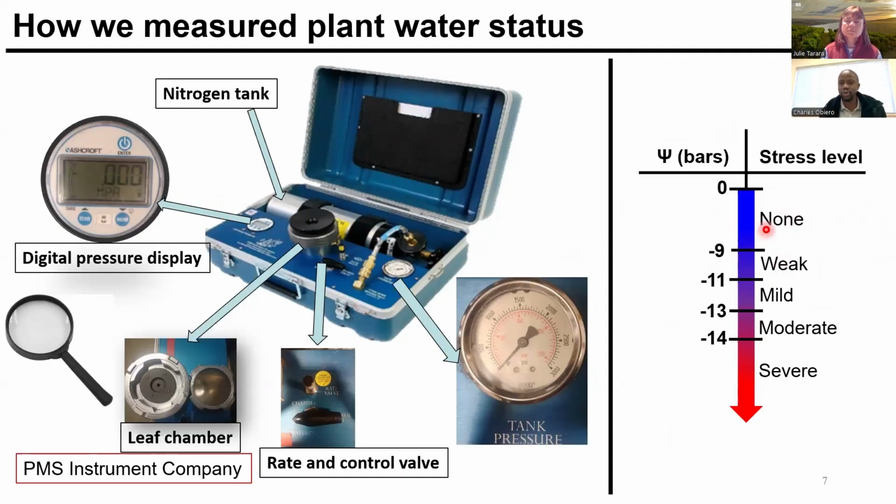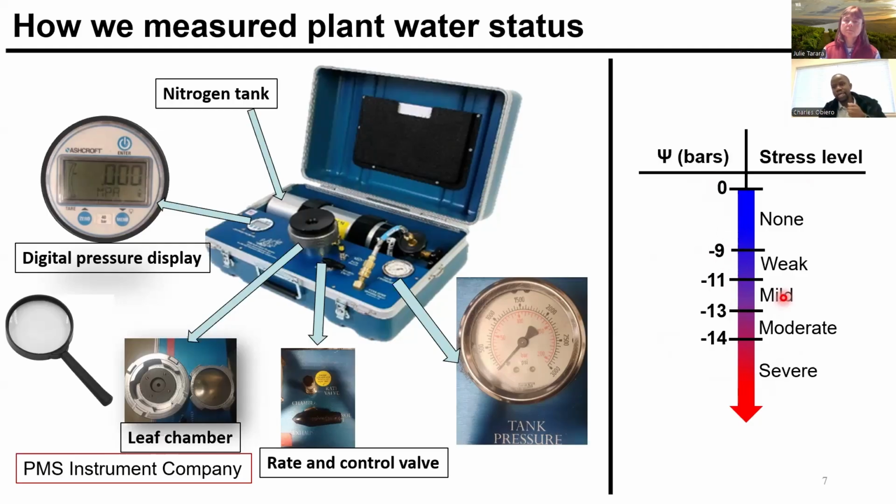Our vines are doing well. But from -9 to -11, there is a weak stress. The vines are feeling some weak stress. From -11 to -13, there is mild stress. These are midday leaf water potential values. The stem water potential would be much, much higher compared to this.